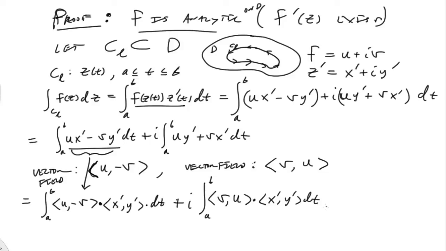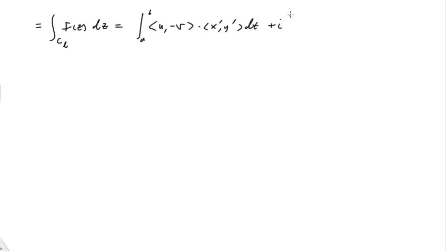Okay, so now we have a new way of writing what we've already had before. And now I'm going to have to go to another page here. Unfortunately, I couldn't fit this all on one page, so we'll redo this now. I started with the integral over CL of f(z) dz, and I got to this point: the integral from a to b of (u, -v) dotted with (x', y') dt, plus i times the integral from a to b of (v, u) dotted with (x', y') dt.